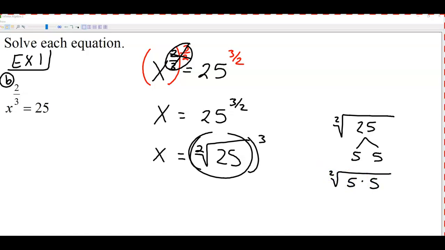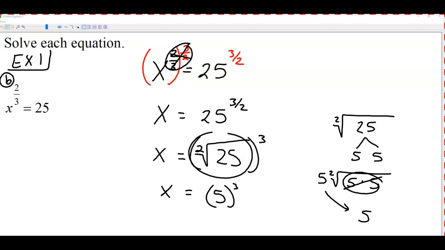And we're looking for groups of how many? 2. I have that, so I'll cross out that group and put that number on the outside, and the answer is just 5. That's all there is to it. But like I said, if you can see that, it's just the square root of 25, and you know what that is, go ahead and put it.